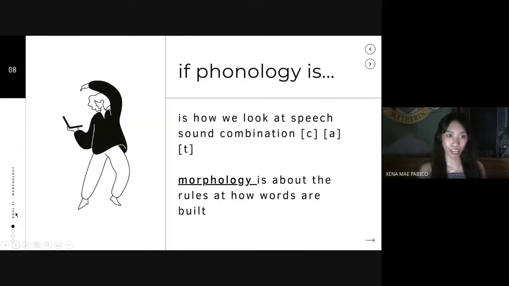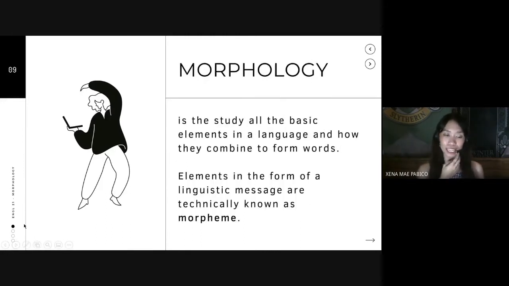Before anything else, if phonology is about how we look at speech sound combinations like k and t, which would make the word cat, morphology is about the rules of how words are built or made. Morphology is a branch of linguistics, the study of all the basic elements in a language and how they combine to form words. The elements that form a linguistic message are technically known as morphemes.